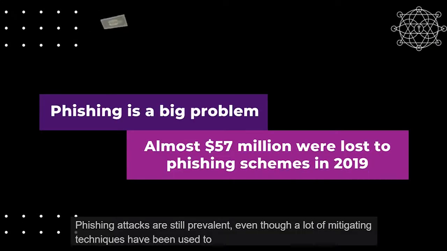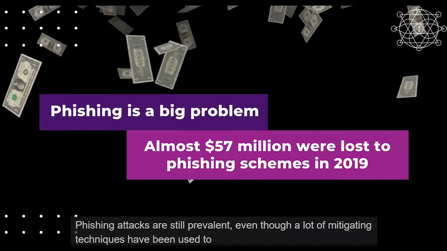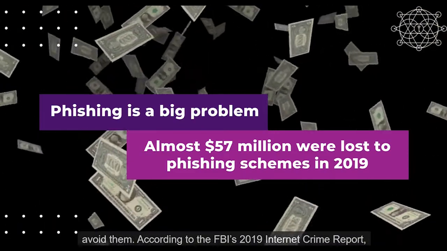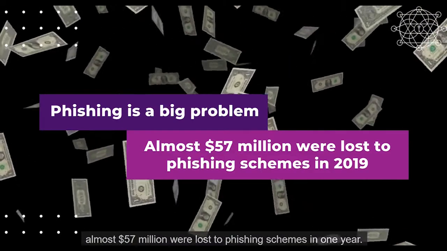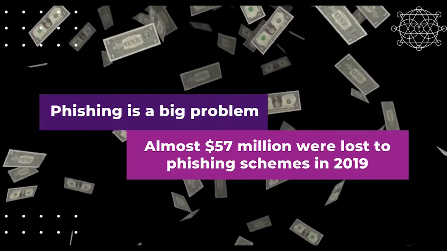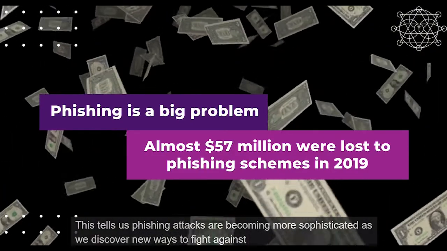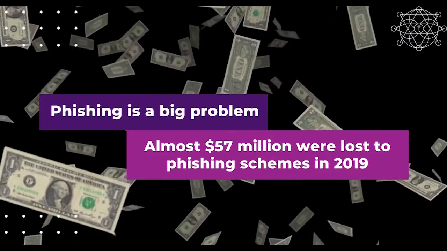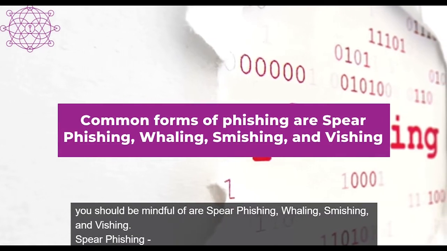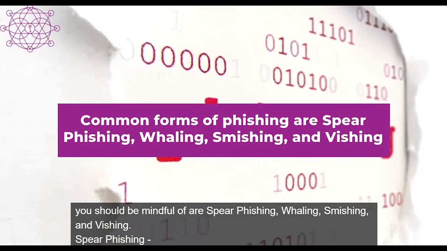Phishing attacks are still prevalent, even though a lot of mitigating techniques have been used to avoid them. According to the FBI's 2019 Internet Crime Report, almost $57 million were lost to phishing schemes in 1 year. This tells us phishing attacks are becoming more sophisticated as we discover new ways to fight against them. Other common forms of phishing attack you should be mindful of are spear phishing, whaling, smishing, and vishing.